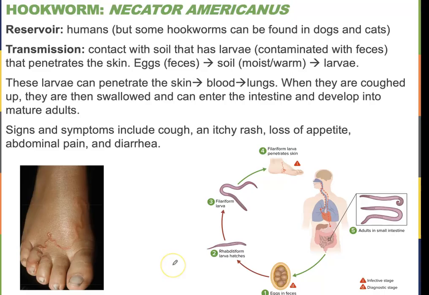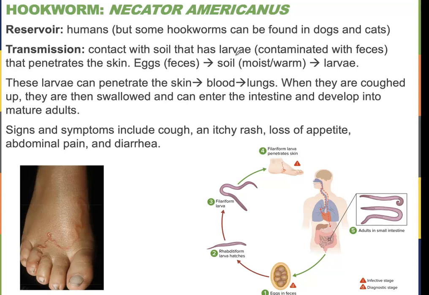So this is hookworm. Hookworm is Necator americanus, is the one that we find in the United States. The reservoir is mainly humans, but some other animals can have hookworm. Transmission is going to be in the soil, so you have to be barefoot. You have to have some kind of skin that contacts the soil. The soil has the larva, and the larvae really like to live in feces-rich soil.